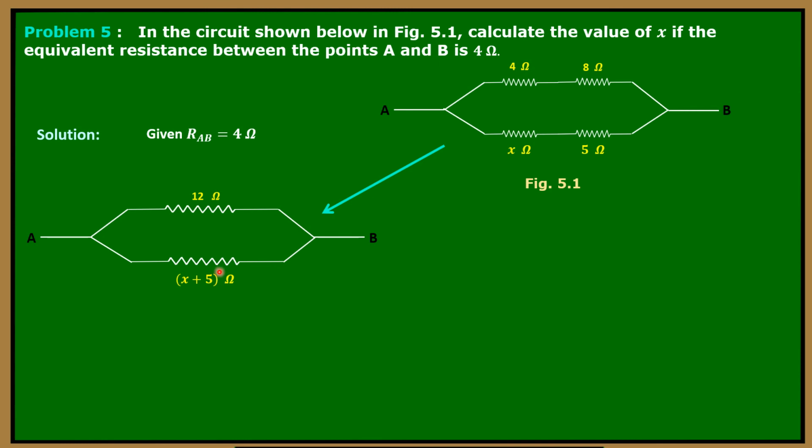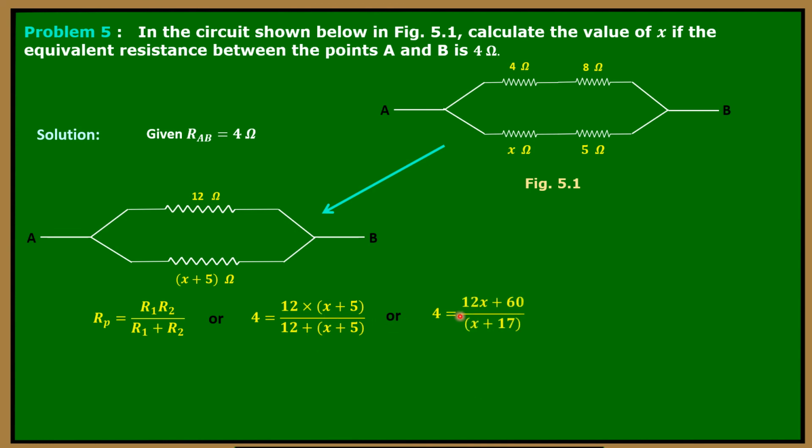So when two resistors are in parallel, we have to calculate their equivalent resistance by a formula. R is equal to R1 R2 by R1 plus R2. RP is the equivalent resistance in parallel. RP is equal to R1 R2 by R1 plus R2. Let us put these values in this formula. See here, R1 equal to 12 ohms, R2 equal to X plus 5 ohms. 4 is equal to, because we have been given RAB as 4 ohms, isn't it? The equivalent resistance between A and B is 4 ohms. R1 is 12 into R2 which is X plus 5, divided by R1, 12, plus R2, X plus 5.